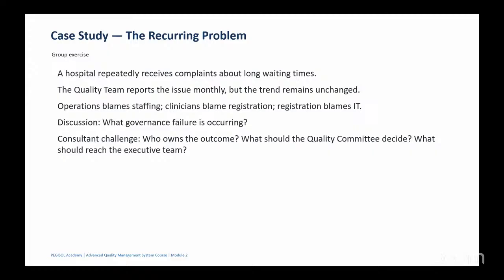A hospital repeatedly received complaints about a long waiting time. The quality team reports the issue monthly, and they have already been showing their report, but the trend remains unchanged. So when asked, the operations are blaming staffing. Oh, they are understaffed. The clinicians are now blaming registration. Registration is now blaming IT. So the discussion is: what governance failure is occurring?